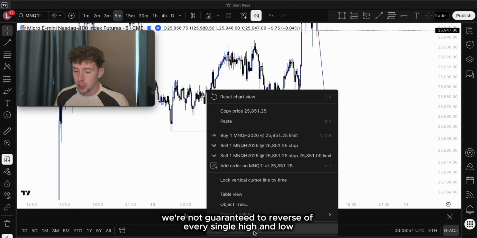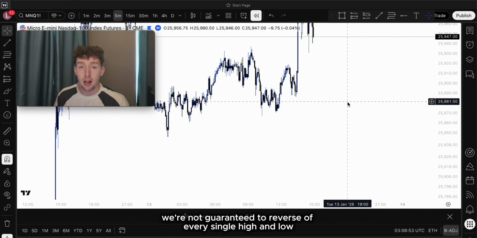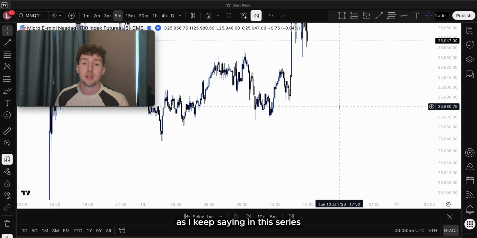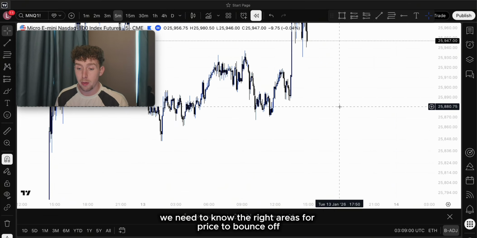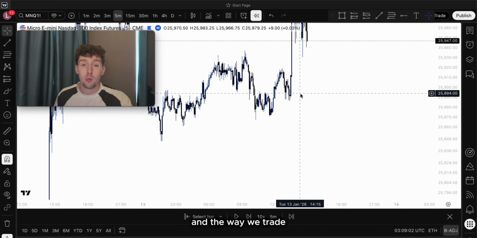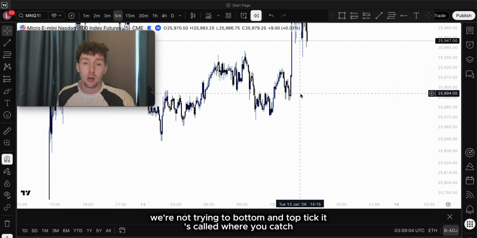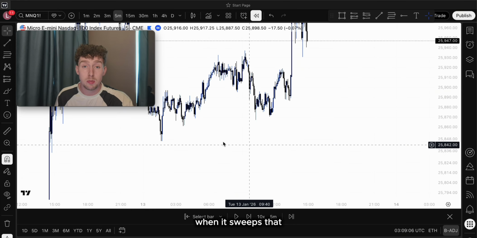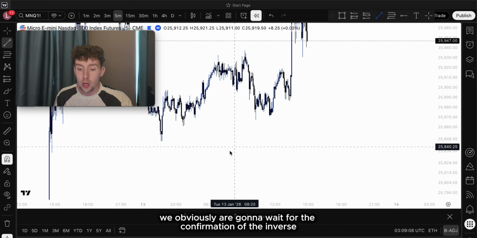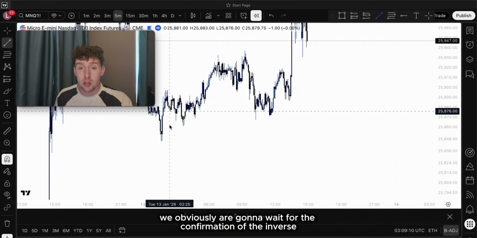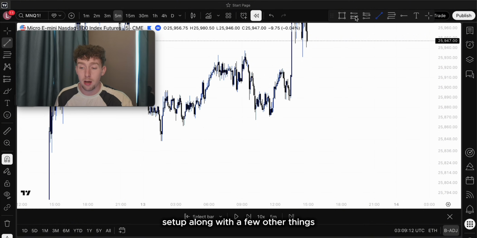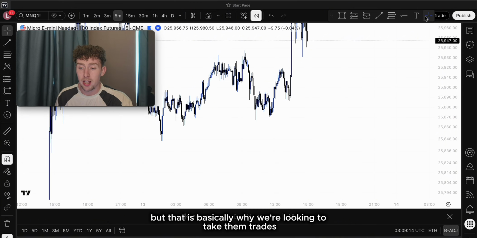We're not guaranteed to reverse off every single high and low. As I keep saying on this series, we need to find the right ones. We need to know the right areas for price to bounce off. And the way we trade, we're not trying to bottom and top tick. It's about what you catch when it sweeps it. We're trying to reverse straight away. We obviously are going to wait for the confirmation of the inverse fair value gap setup, along with a few other things, but that is basically why we're looking to take those trades.